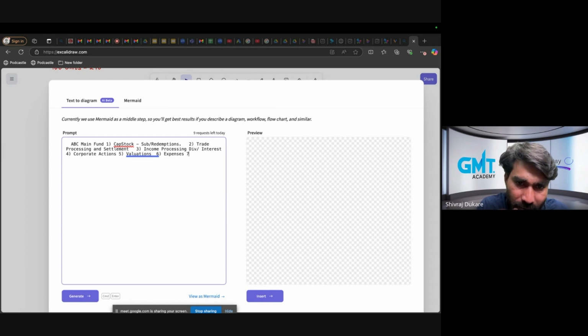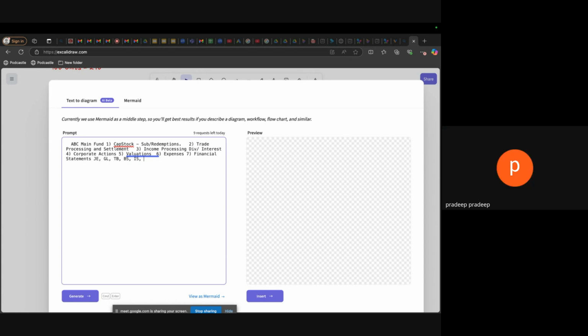Otherwise, how will you do it? You need an exposure of that trade, correct? Without exposure, how will you do it? You need exposure of a trade. Financial statements, which include journal entries, general ledger, then trial balance, balance sheet, income statement.